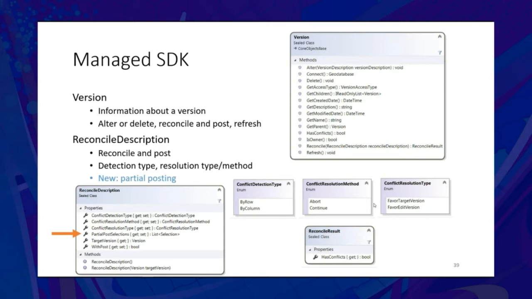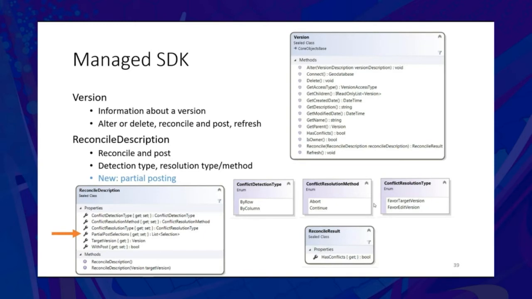Finally, we have a conflict resolution type. You have two choices here. You can favor the edit version, which means that we will resolve the conflict in favor of the child, or favor target, which does the opposite. It resolves any conflicts in favor of the parent. And that's with traditional versioning only. That is not supported on branch versioning.